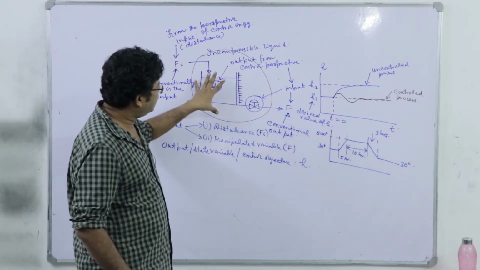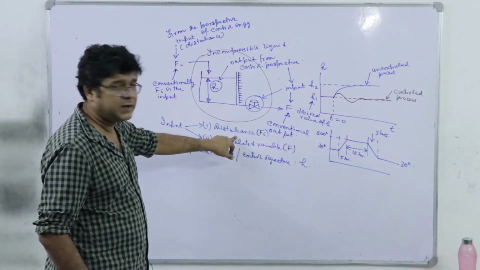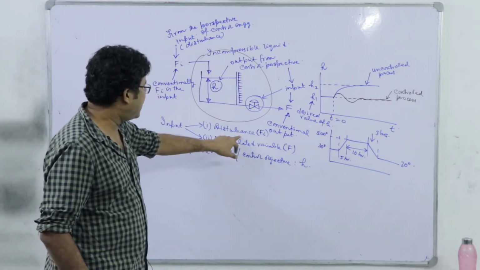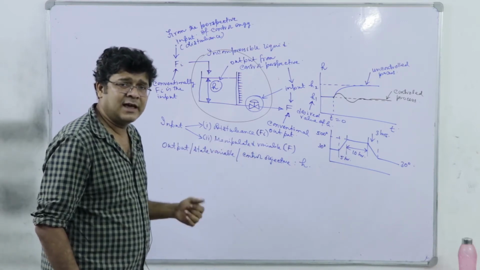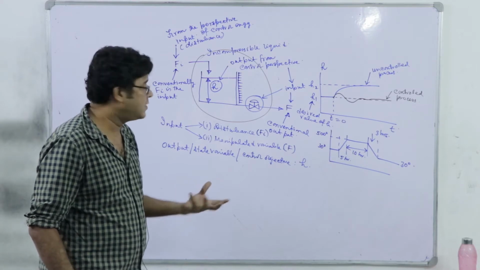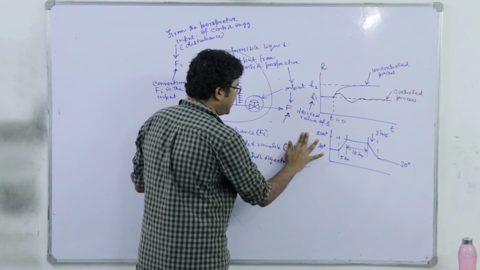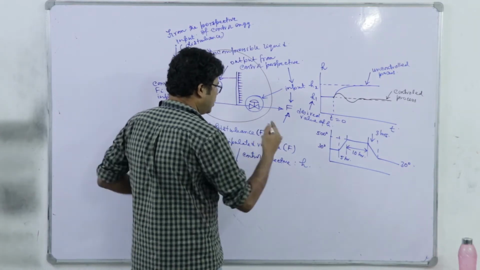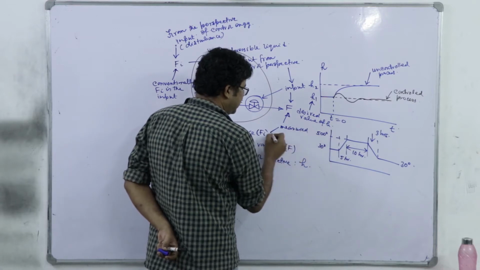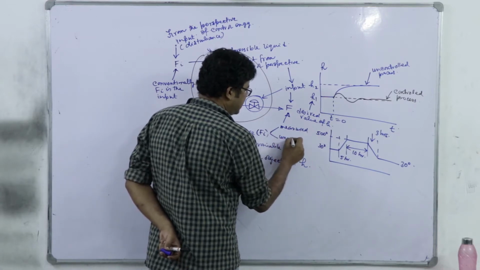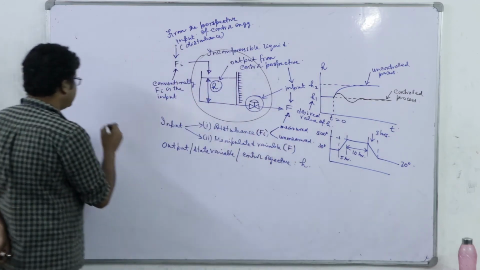Whatever it is, we have to note that there are two different types of input variable. One is disturbance, another is manipulated variable. In certain cases, we have to measure the disturbance. So disturbances are again classified into two groups. One is measured, another is unmeasured, right?